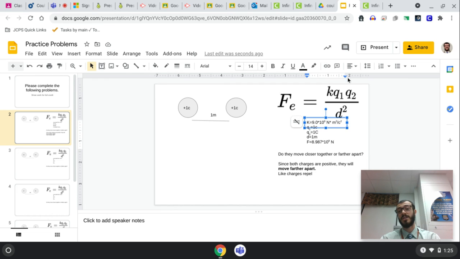So you can see that if everything else in here is 1, Fe is going to be the same as our K constant numerically. All right. So that's all we're looking for here. If you can solve like that for all these problems, you're going to be all set. You're going to do really well on this assignment.